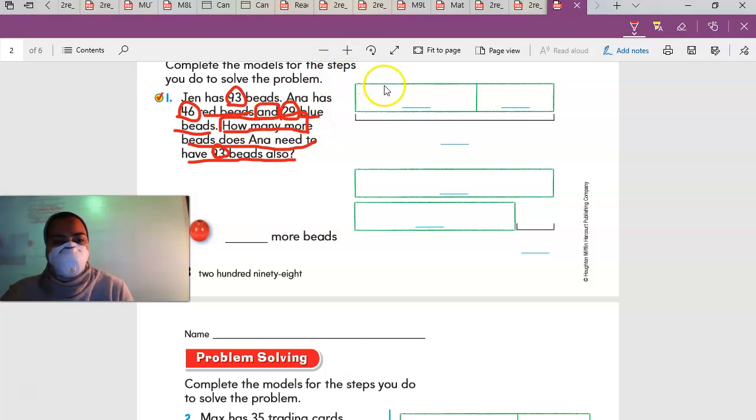So, Anna has 46 red. What's and mean? 46 red and 29 blue. So plus, is that 29 or 26? Plus 29. Okay. What are we going to do first? Add 46 plus 29.